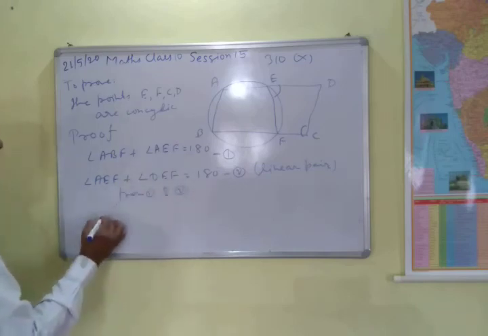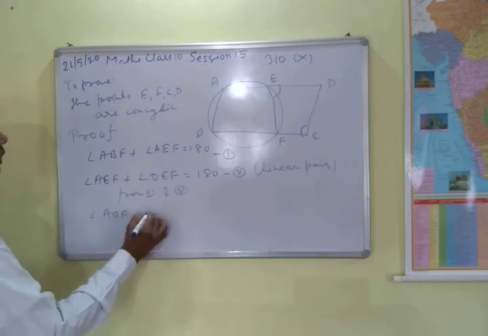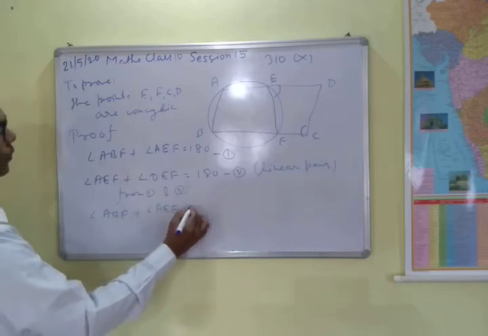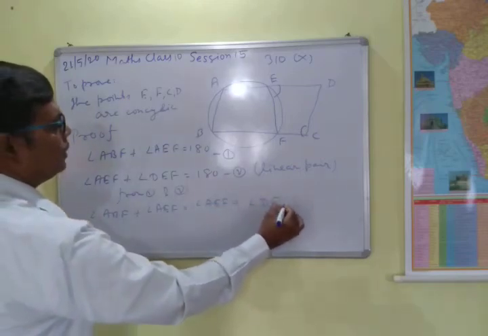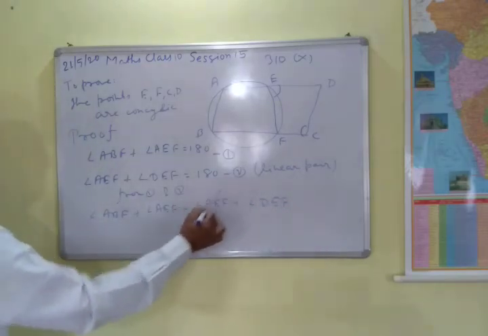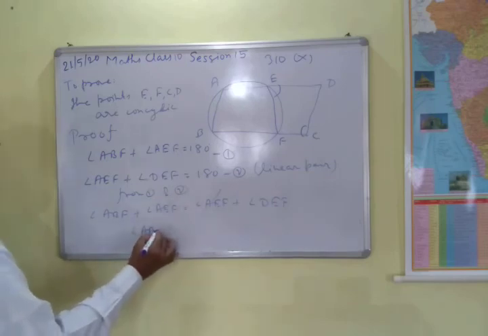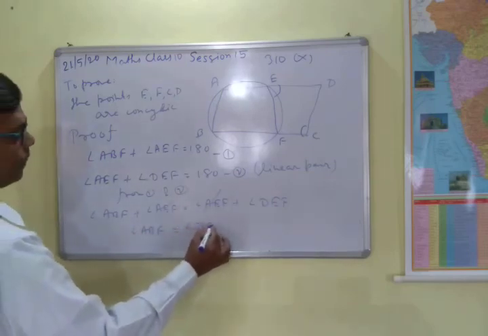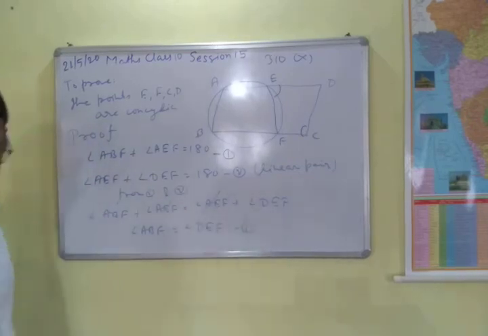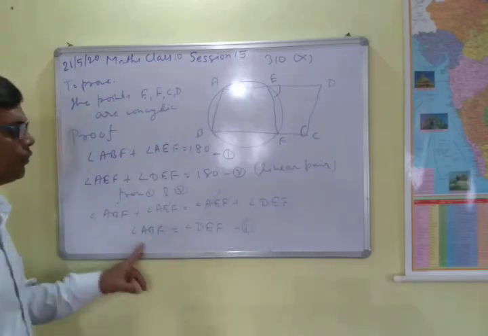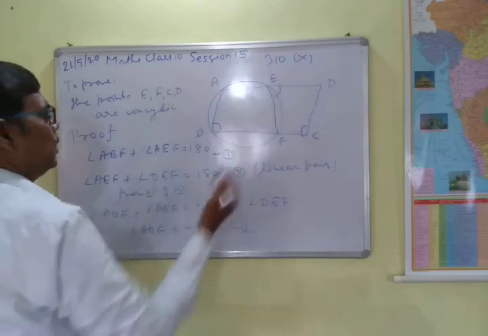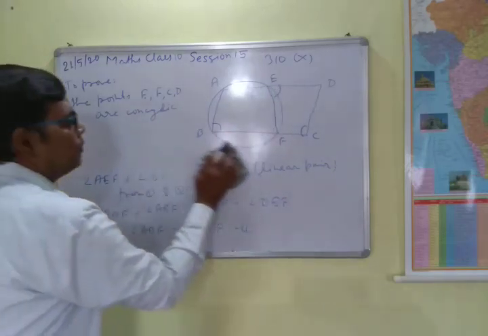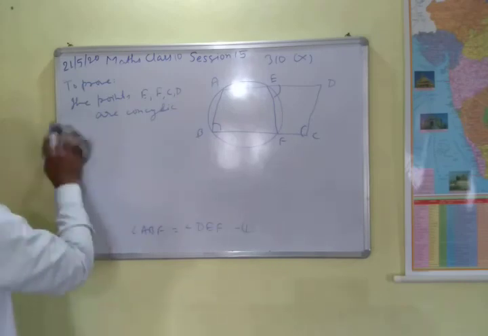we get angle ABF plus angle AEF equal to angle AEF plus angle DEF. Okay, now AEF will cancel, then angle ABF equal to angle DEF. Okay, now here we have ABF equal to DEF. Okay, that is, I proved that ABF, that is this angle, equal to this angle. Now the remaining part is like this.